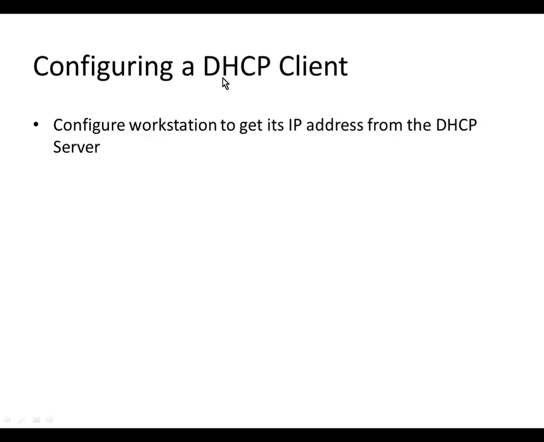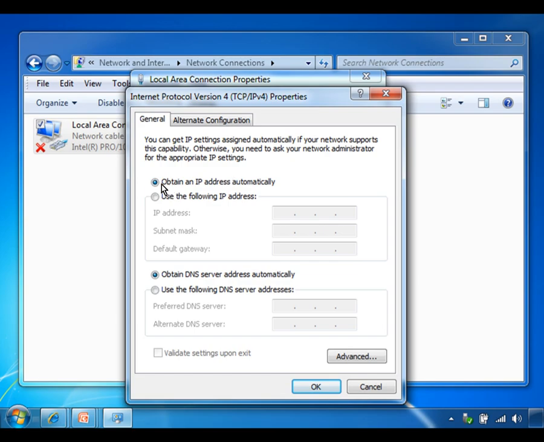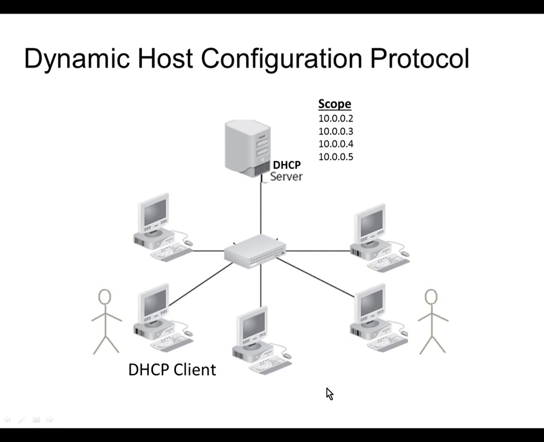When we configure a DHCP client, we are configuring the workstation so it will request an IP address from the DHCP server. To configure the workstation to get its IP address from a DHCP server, we select the radio button that says Obtain IP Address Automatically. So when we power up the workstation, it requests an IP address from the DHCP server, and the DHCP server issues the client an IP address.